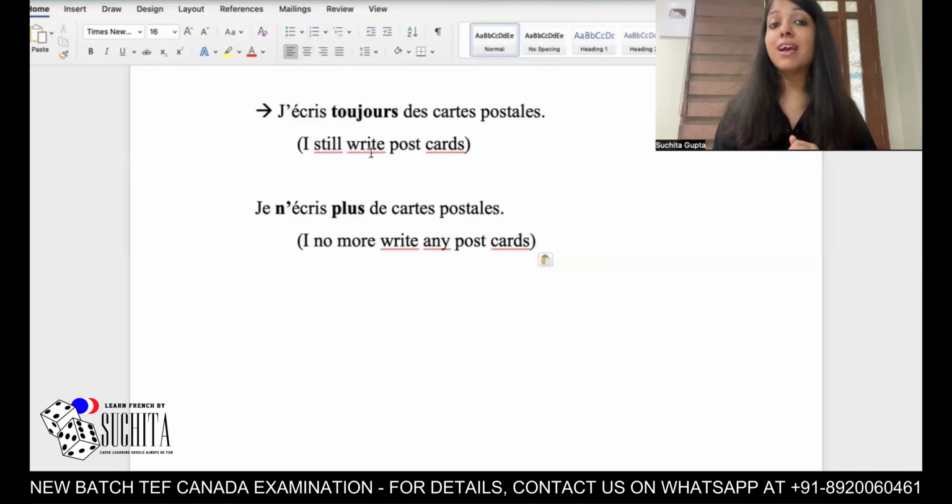Here you're saying, I still write some postcards. Okay, some postcards. But here, the moment you negate it, it becomes I no more write any postcards. So the quantity some changed into any. So that's why the indefinite articles and the partitive articles change into de when you negate a sentence. So coming back to our example, j'écris toujours des cartes postales, je n'écris plus de cartes postales.